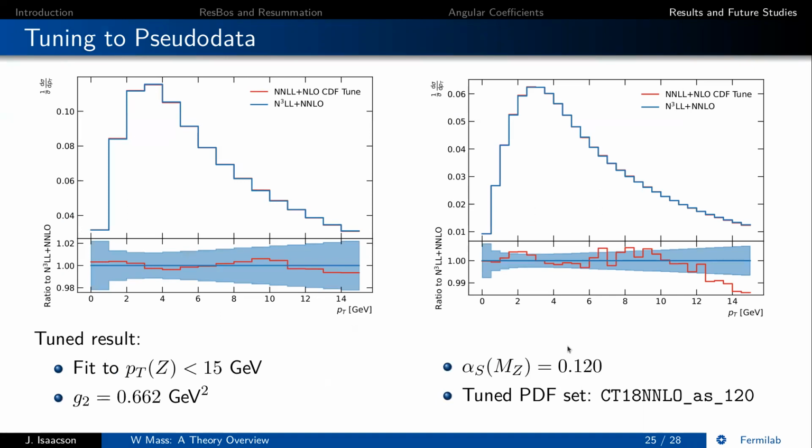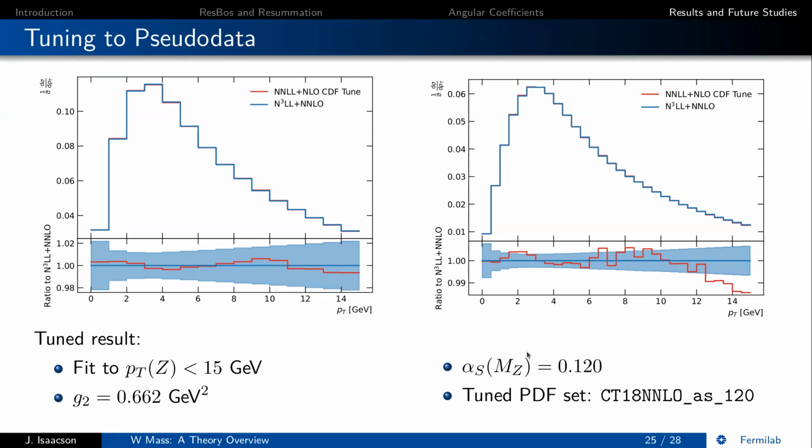And so here is actually going through the procedure of tuning it. We take this N3LL plus NNLO prediction, and we tune this NNLL plus NLO result until we get as close to the Z data as we can. And so you can see here the statistical uncertainty that CDF would have had compared to the tuned result in red. So this looks like a very good agreement. When we did this tune, we had to change G2. So this is our refitted G2 value to do this prediction. And we had to tune alpha S to this new alpha S value.